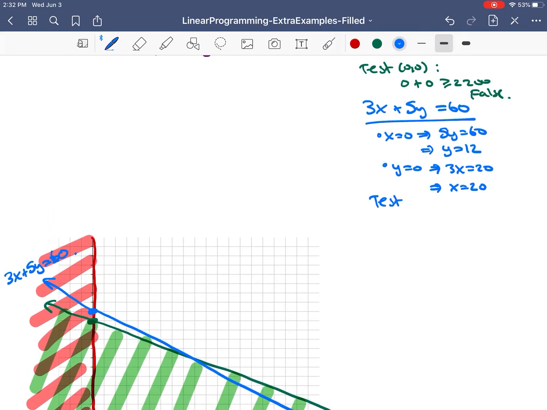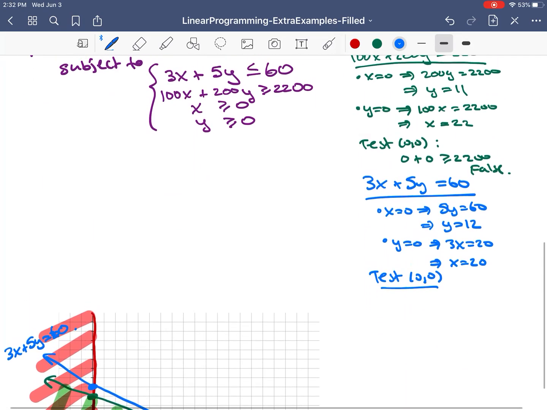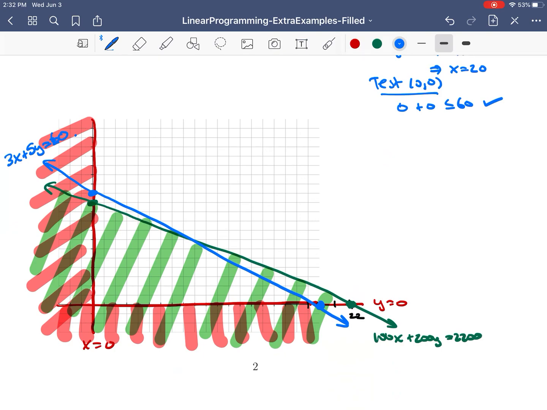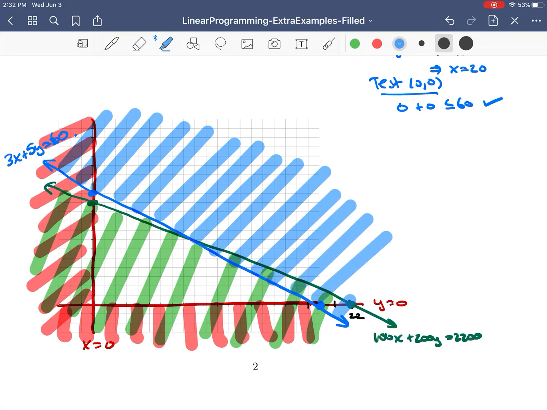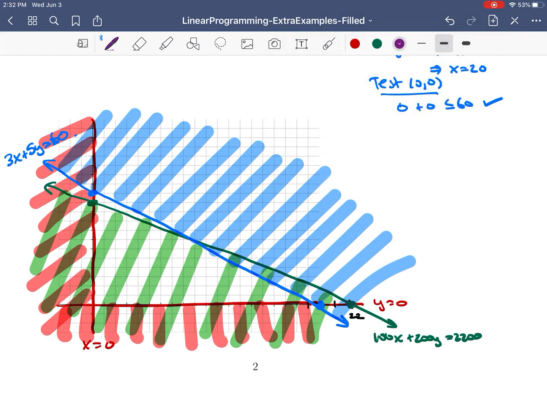Okay, we want to test a point. So if we test 0, 0 again, it's going to be 0 plus 0 less than or equal to 60. Okay, that's true. So 0, 0 is on the right side this time. So I want to get rid of everything above this blue line. Okay, so it might look like everything is shaded, but in fact, there's this tiny little triangle bit. That tiny bit is our feasible set.